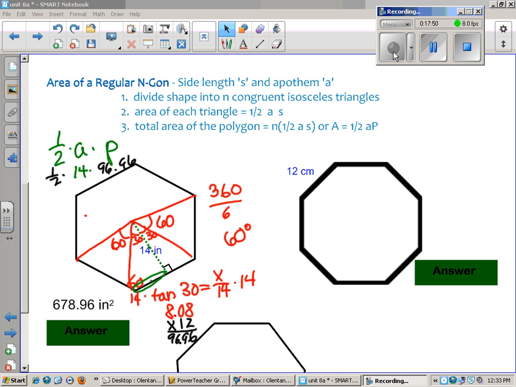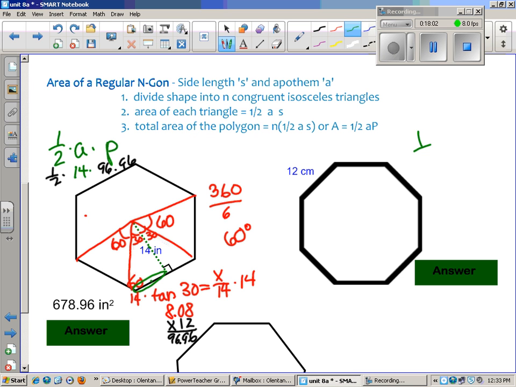So in this one, first of all, what kind of shape is it? It's an octagon. What piece did they give me? One side. So what am I going to be able to calculate from that? The perimeter. So my formula is still going to be 1/2 times apothem times perimeter, but my perimeter is going to be the part that I have. So if this side's 12, and how many sides are there? 8. So 12 times 8, 96. So my perimeter is 96.